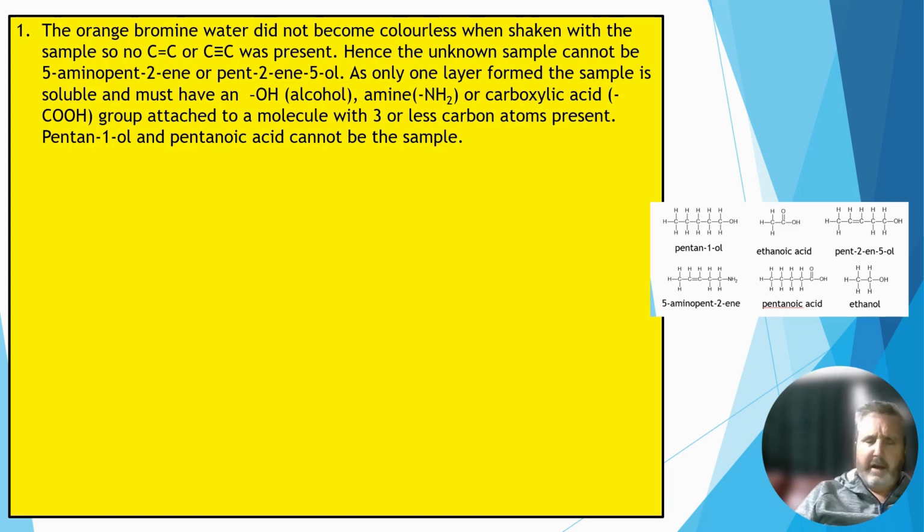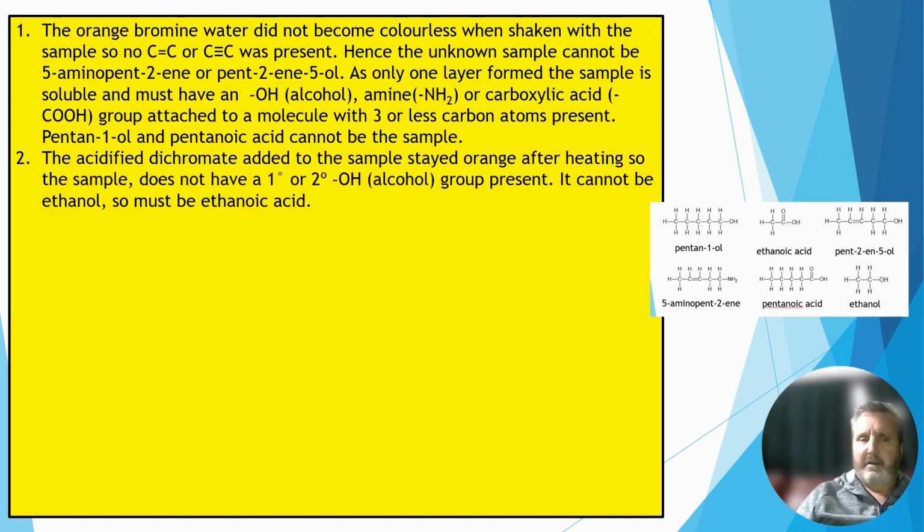Because only 1 layer formed, it means it was soluble in water. So there must be either an OH, an NH2, or a carboxylic acid group, and it must be attached to 3 or less carbons. So the pent-1-ol is way too big. It's 5 carbons. That would be insoluble. And the pentanoic acid is too big as well. So we can cross those two out. So now we're left with just ethanoic acid and ethanol, our two possible unknown samples for sample B.